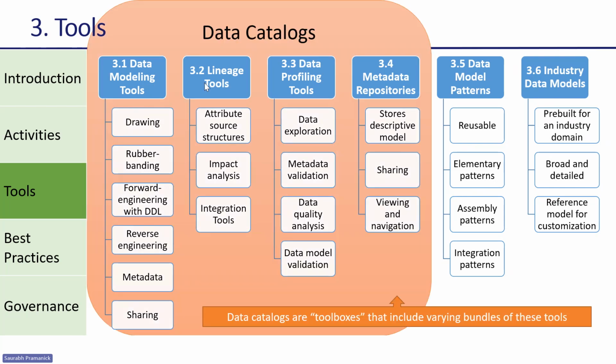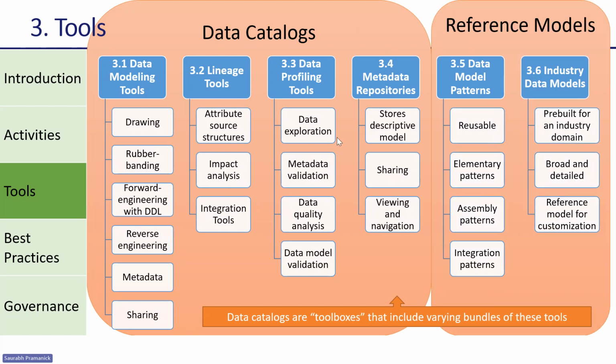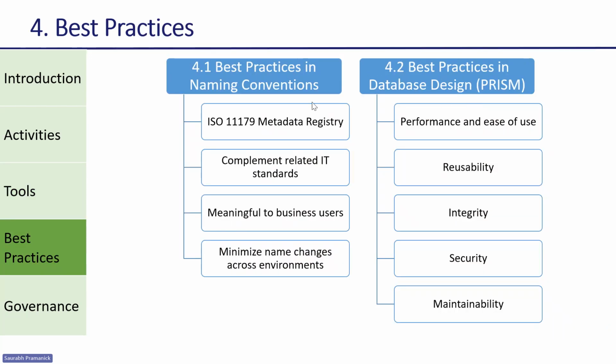Now you can see these are all available in your data catalogs, the metadata repository, profile information, lineage, and data modeling tool. These are your references that you can use: the reference industry standard models and data model patterns, as part of it.